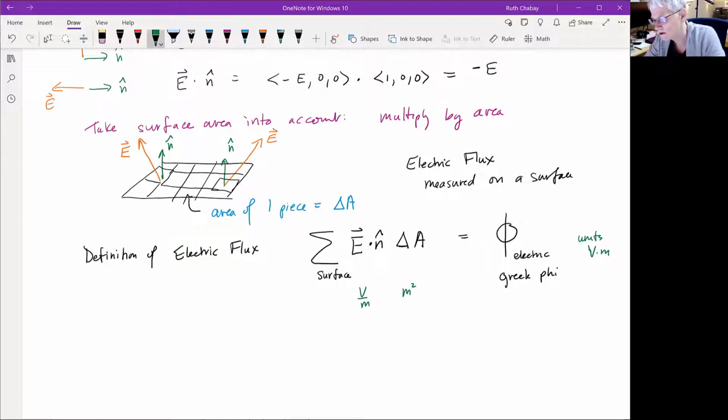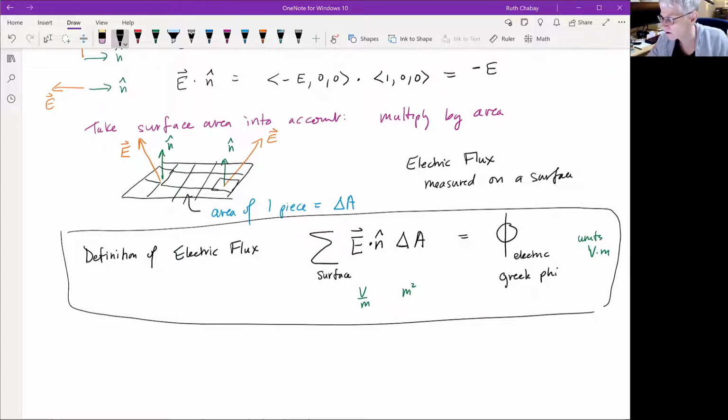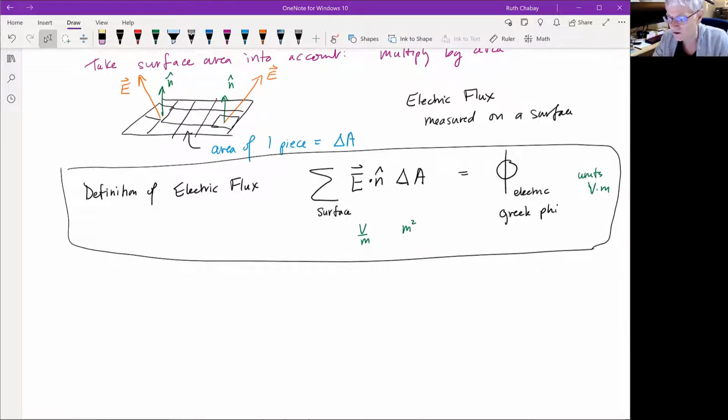And what our goal is going to be is to relate the electric flux mathematically on a closed box to the amount of charge inside it. So that's the game we're going to play. Now notice that if we get the flux on one piece of a surface that's not a closed surface, it really doesn't tell us anything. What we're going to want to do is add up the flux over every piece of that closed surface, which could be a sphere.